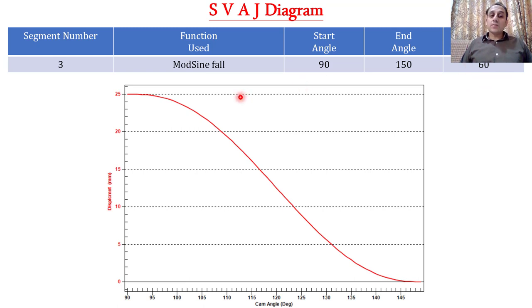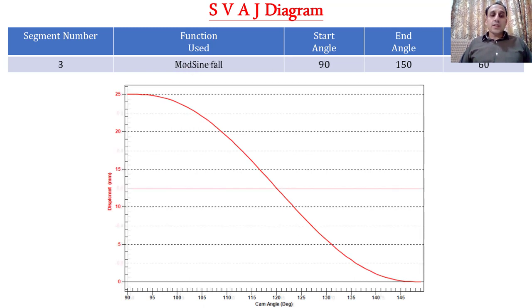Follower will return from 25 millimeter level to 0 millimeter level. So that is the fall, and the mathematical function which we are using for this fall is modified sine function. We will discuss it in the coming slides.